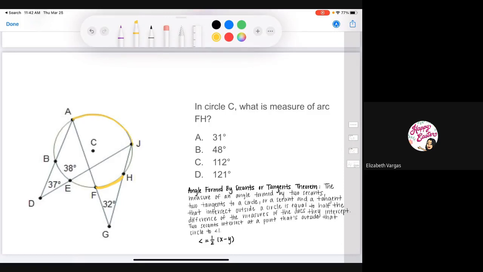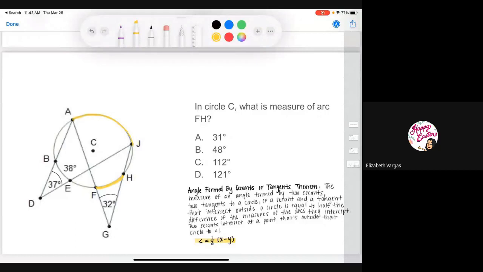So let us go back to the angles formed by secants or tangents theorem. And what we'll see is we have this angle right here being formed by two secants, as well as this angle right here being formed by two secants. So we can use this theorem.